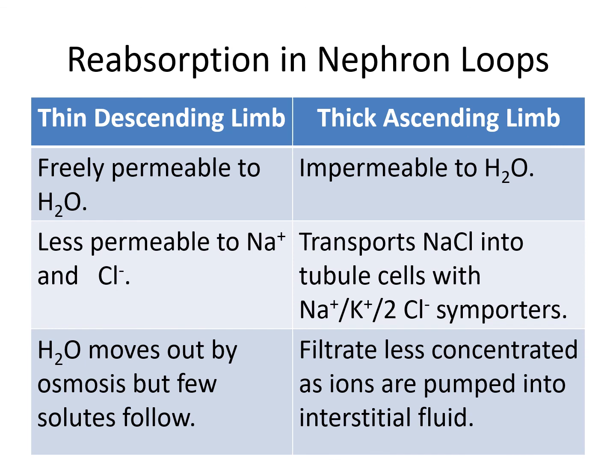In the thin descending limb, it's freely permeable toward water. However, the thick ascending limb is impermeable to water. The thin descending limb is less permeable to sodium chloride. The thick ascending limb transports sodium chloride into tubule cells with these sodium potassium chloride symporters. In the thin descending limb, water moves out by osmosis, but few solids follow, okay, because of this less permeability to sodium chloride. In the thick ascending limb, the filtrate is less concentrated as ions are pumped into the interstitial fluid. Now, remember I mentioned that the thick ascending limb is thick because it has more mitochondria to make ATP for these primary active pumps to work.